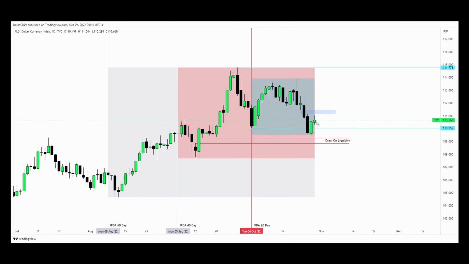And with that outlook, I'm looking for higher prices for the index futures. I'm looking for manipulation lower to accumulate long positions, and ideally buying below the midnight opening price.